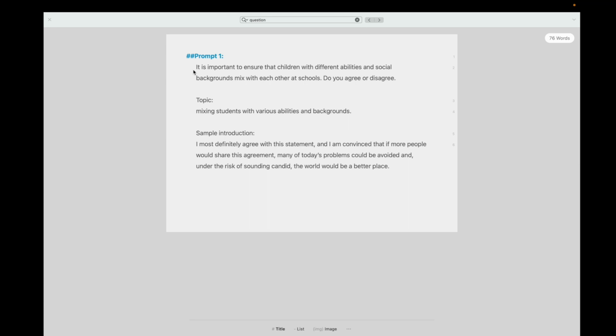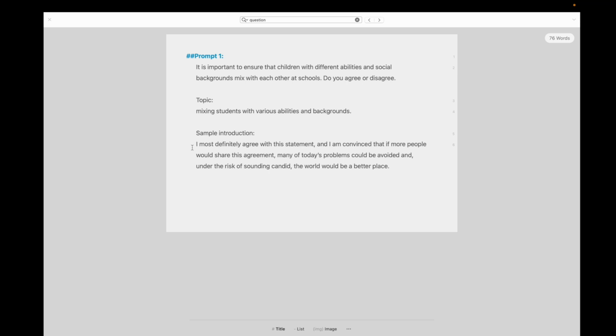It's important to ensure that children with different abilities and social backgrounds mix with each other at school. Do you agree or disagree? So the topic is mixing students with a variety of abilities and backgrounds. Do you think it's a good idea? Let's read a sample introduction first.